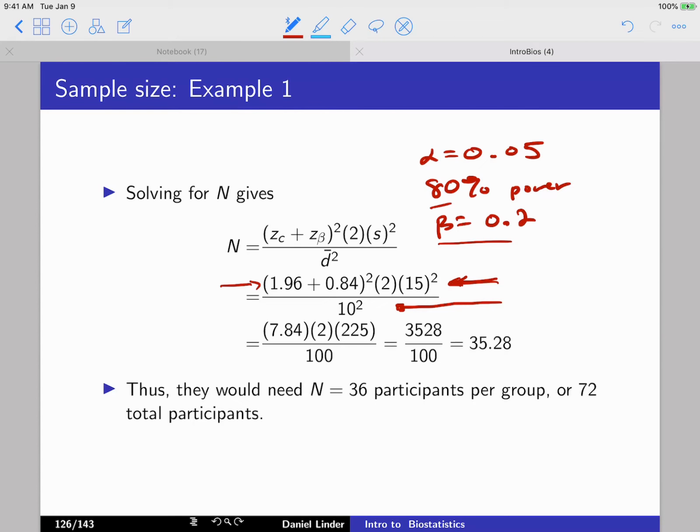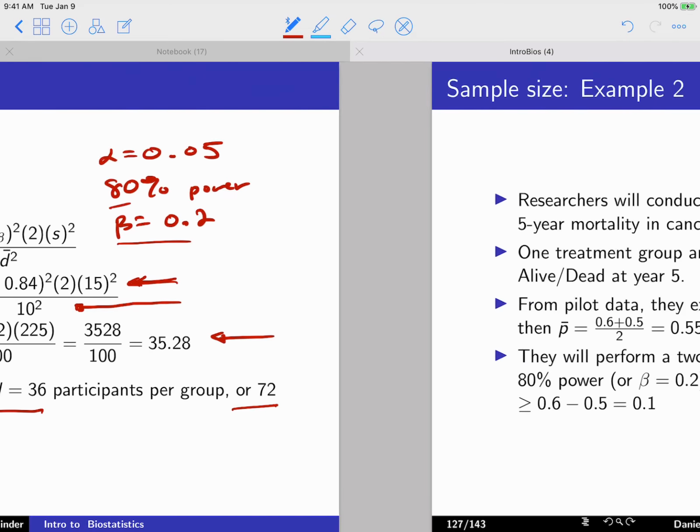If you carry out all these calculations, you wind up with a number 35.28. So study subjects have to be whole numbers, so that number needs to be rounded up to 36. So at the end of the day, you would need N equals 36 participants per group, or if we wanted the total, we would need to multiply that by 2, and that would give us 72 total participants. Alright, so that's example 1.